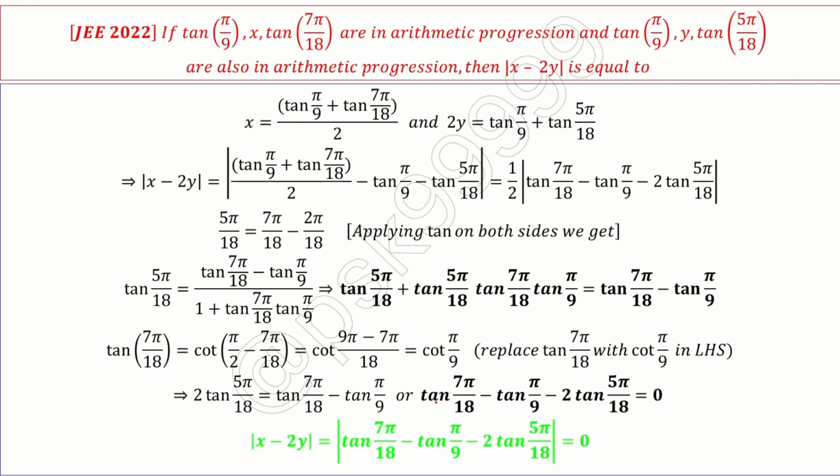Okay. So tan 7 pi by 18 minus tan pi by 9 minus 2 tan 5 pi by 18 is equal to 0. This whole value is 0. Okay. If this whole value is 0, then the absolute value of x minus 2y is also 0. Right? That's the answer. Next.